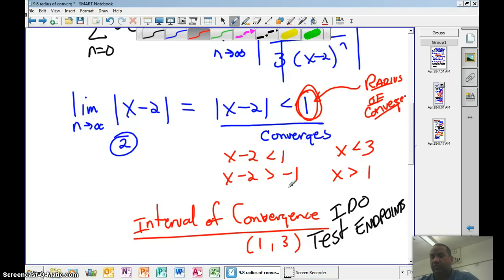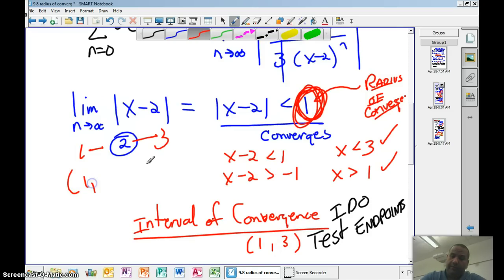We add the 2 to both sides and change the sign here. So you get 1 and 3, so this is where it converges. The radius of convergence, well, if the center is 2, it went from 3 to 1. That's why the radius of convergence is 1. Fantastic. If you want the interval of convergence, it's 1 to 3. That's it.